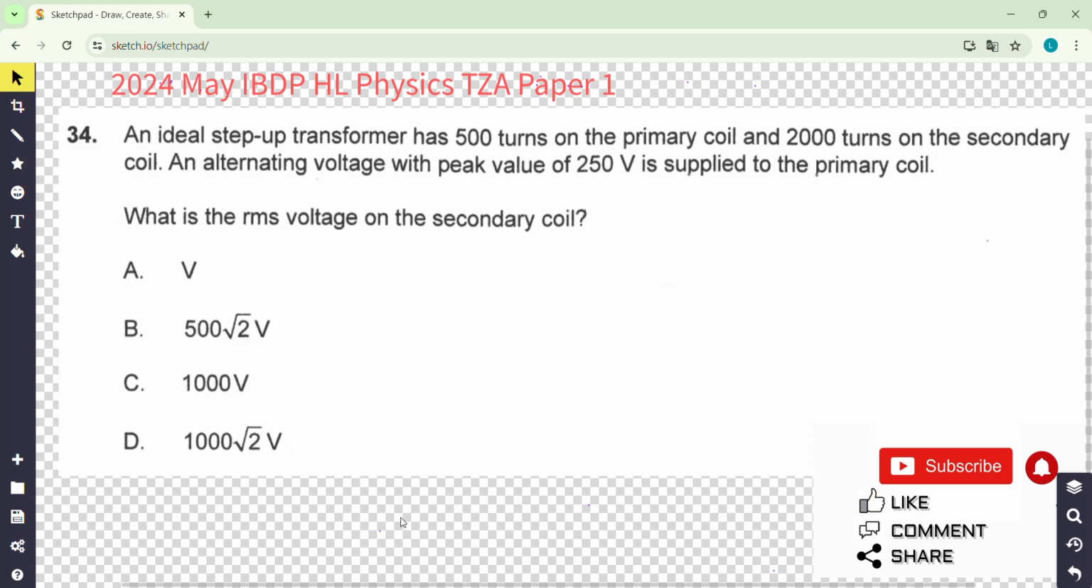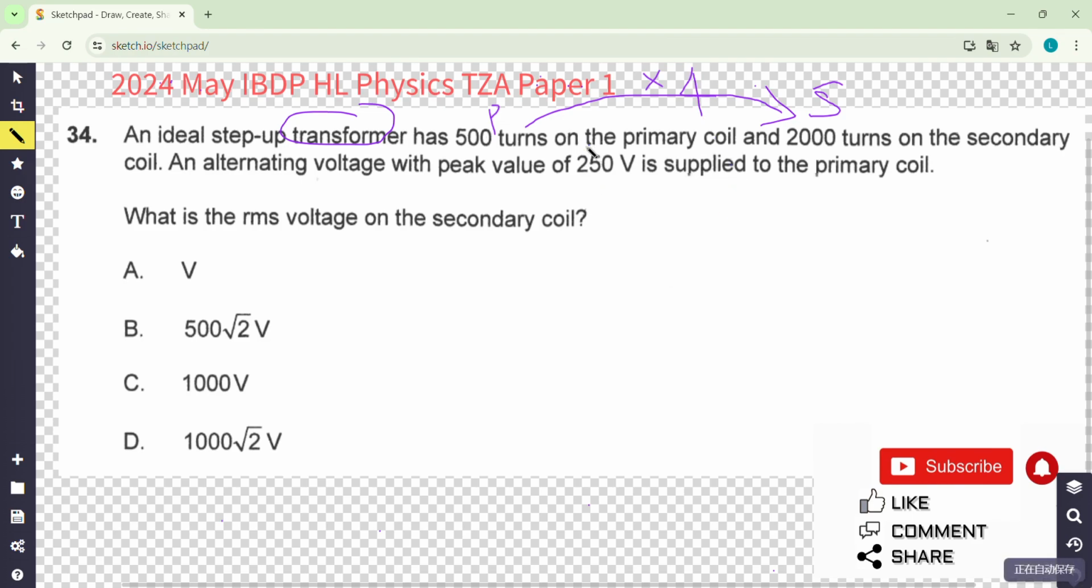Question 34 is about a transformer. So primary, secondary, recognize them. The primary is 500 turns, the secondary is 2000 turns. So it is a step up transformer. The turns increase by 4, so the voltage also increases by a factor of 4.